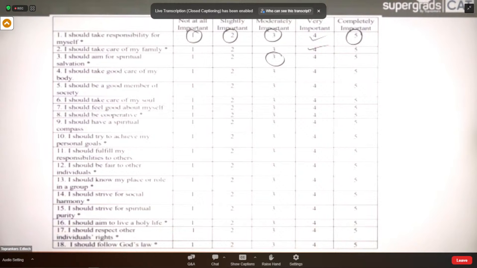Vishal says, very important. Jim says five because we are taught health is wealth from grade five. Don't say that in the interview. If there's an interview and someone asks you this question.